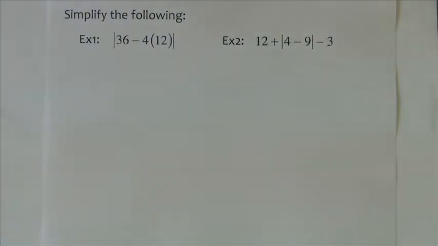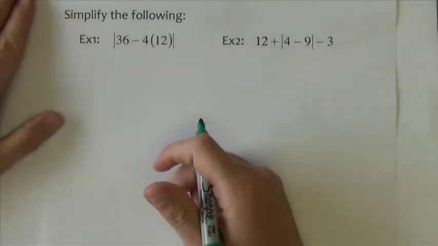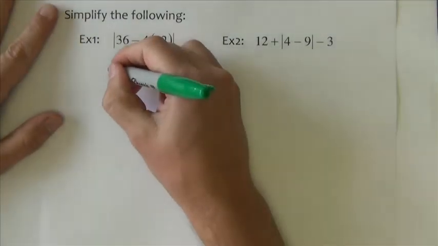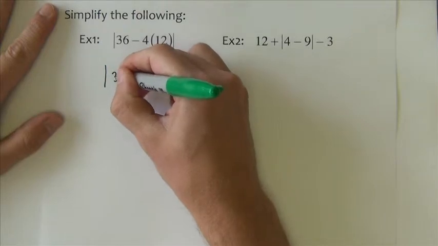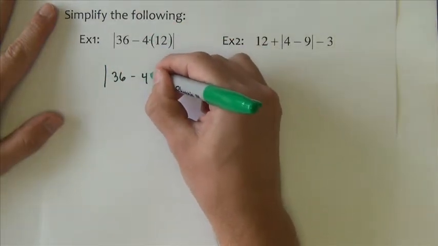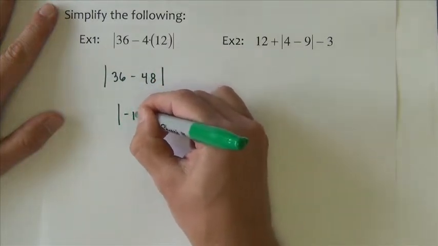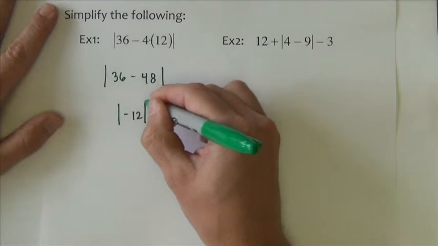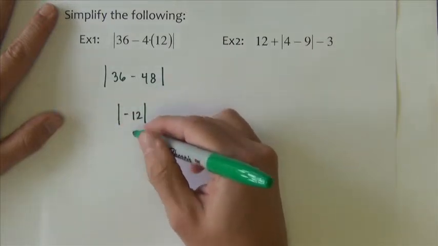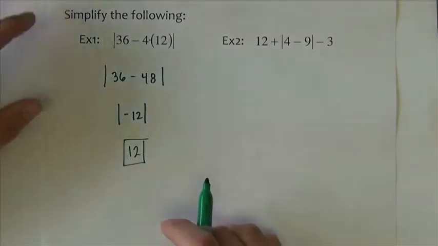A couple of numerical expression examples. First of all, absolute value bars act kind of like parentheses in the sense that you need to perform any operations inside them first. So I have absolute value of 36. Here I'm going to multiply minus 48. I keep going, absolute value of -12. And then once it's down to a single number, now I can take the absolute value of -12, which is 12.